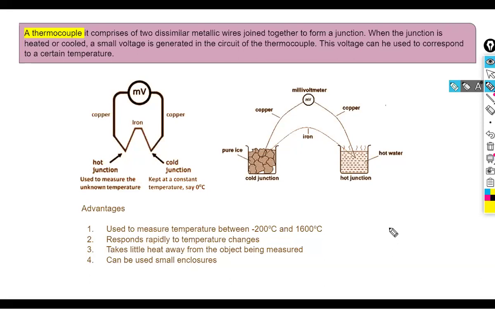All right. But to keep things simple, in the exam, they could ask you to draw a thermocouple. I've seen this come up. This is actually the answer for a past paper question. They could ask you to draw a thermocouple. So this is one way you could draw it. This is another way you can draw it. They will ask you, what is a thermocouple? And what are the advantages of a thermocouple? I believe everything on the screen is self-explanatory.